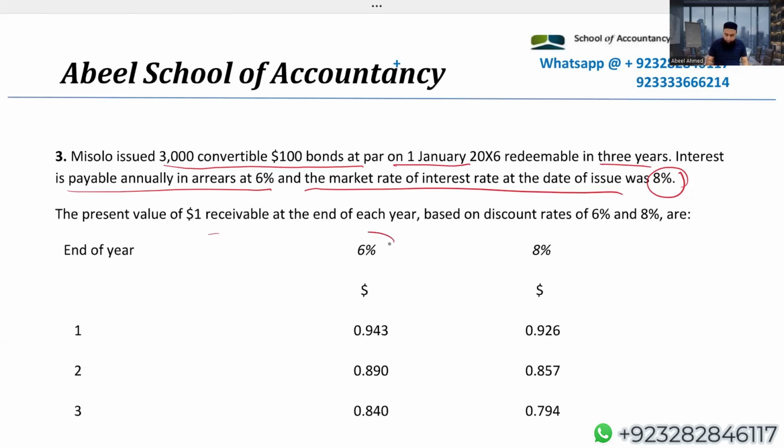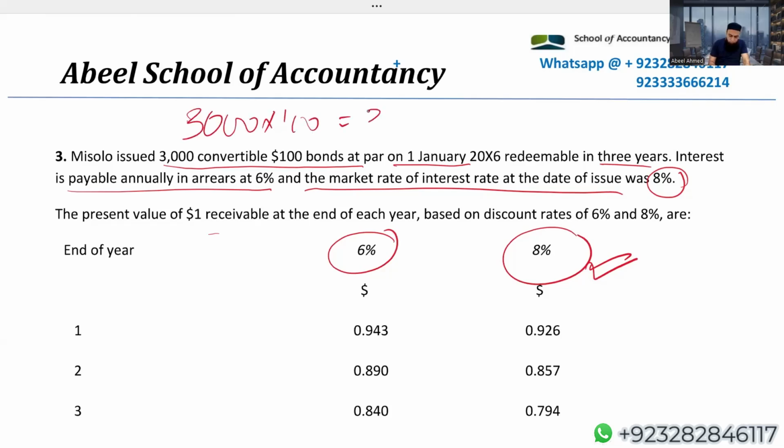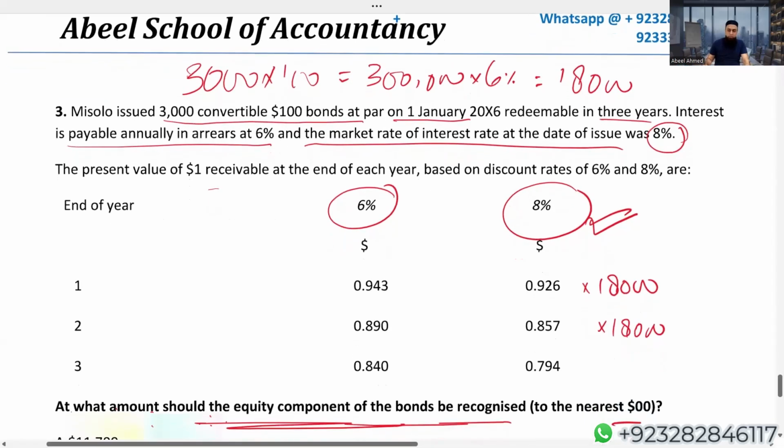Present values have been given at 6% and 8%. So 8% is relevant for us, the 6% discount rate is not relevant. First of all, 3,000 into 100 will become 3 lakh. So 6% of 3 lakh is 18,000. Listen, here I'll be paying 18,000 in year 1, year 2. In the last year, we'll be paying 18,000 plus the principal amount, so 3 lakh 18,000.